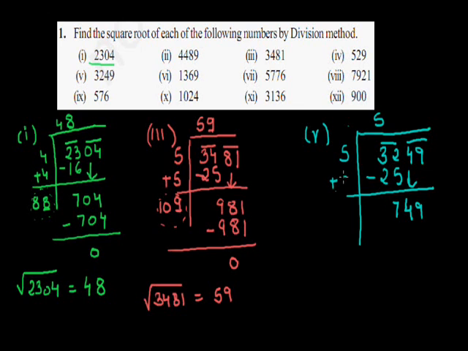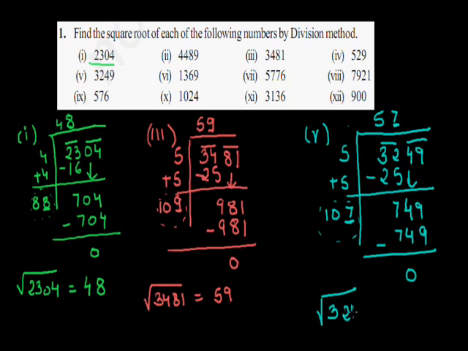Now add 5 here. 5 plus 5, that is 10. Now after 10, I have to insert a number which should also be the next term of the quotient, and the multiplication of this whole number and this next term should be less than or equal to 749. So I can say 107, 7s are 749. Subtract the both, the answer will be 0. So I can say the square root of 3249 will be equal to 57.